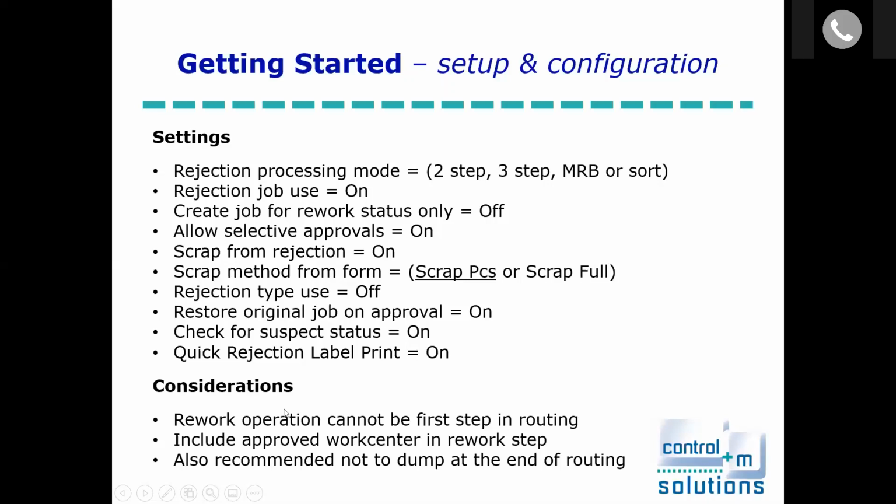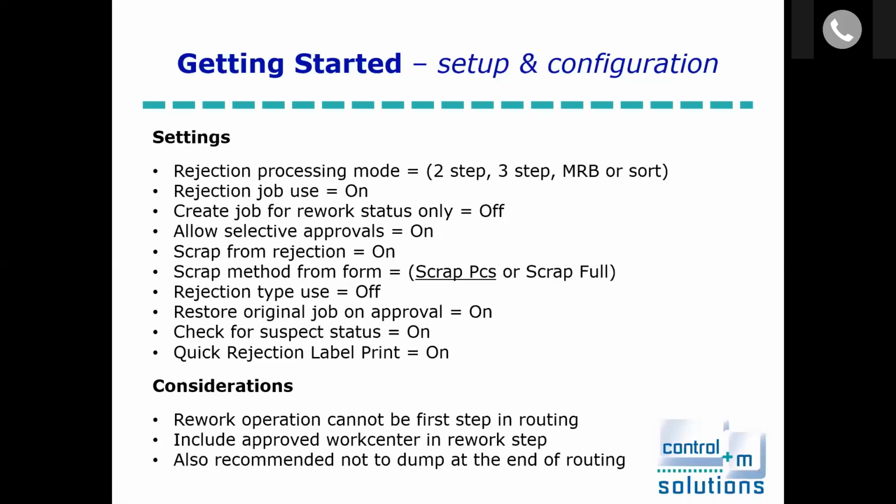Some key considerations, and this was highlighted in our PowerPlex presentation. The rework operation cannot be the first step in the routing. It will not work. And so oftentimes, if you try using rejection controls or rework jobs, that rework operation placed in the process routing, if it's that first step, things just aren't going to work.